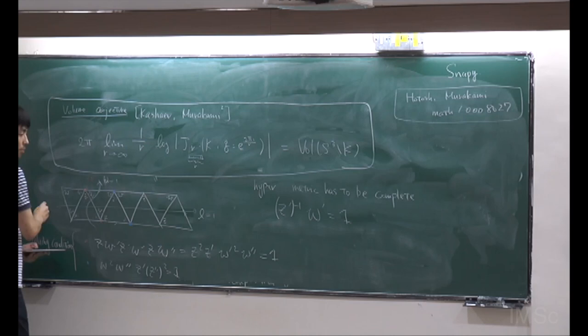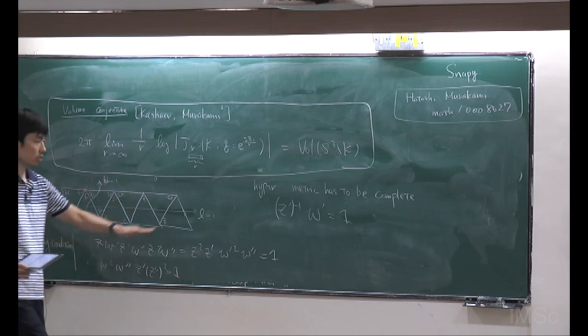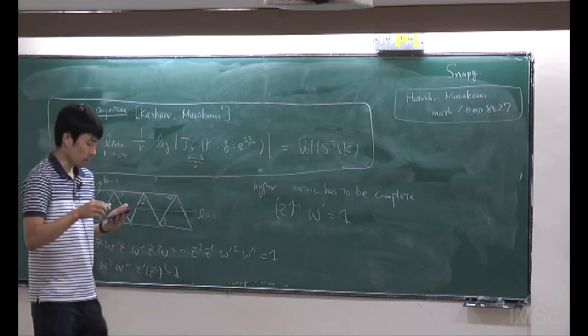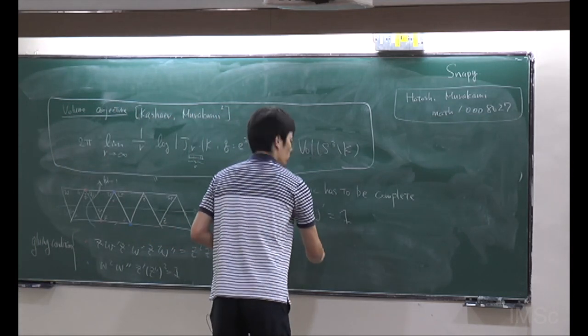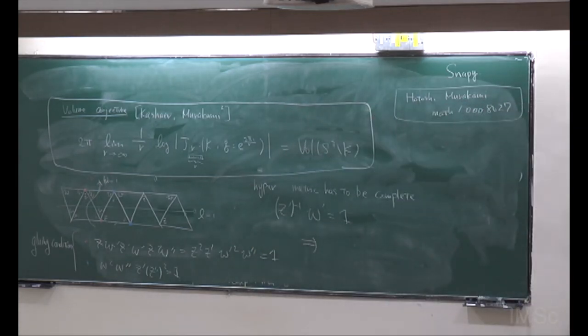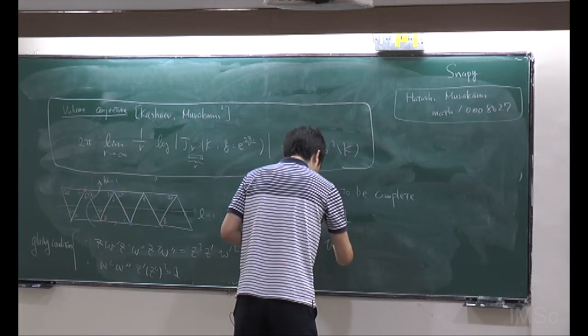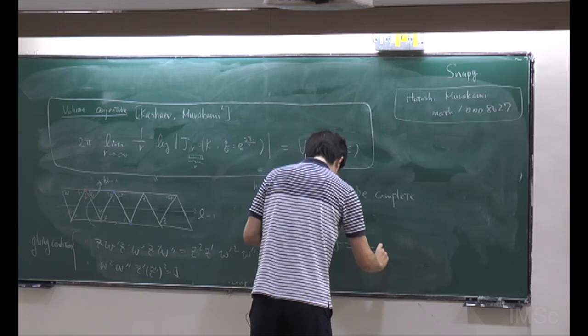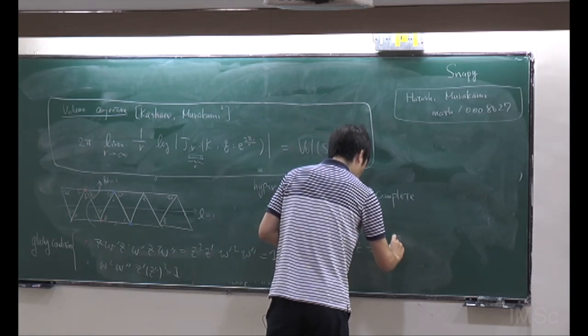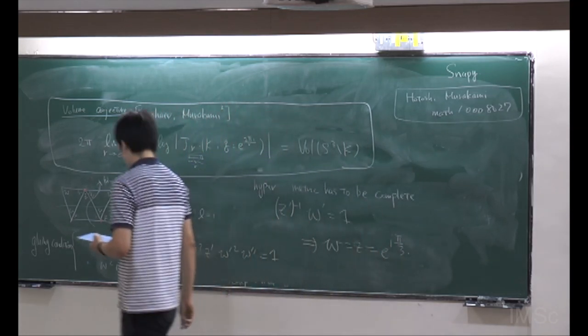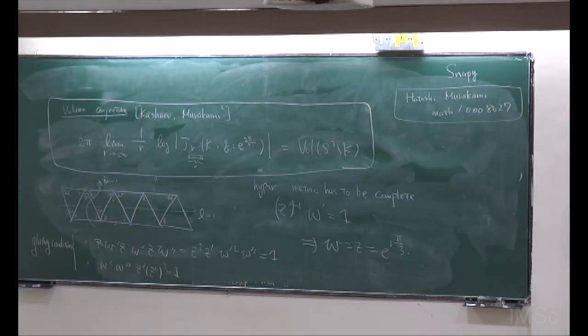And the same condition can be applied to the longitude, but actually I don't need to impose it because you can solve this equation. And what you get is as follows. If you solve this equation, just plug in this relation: Z prime is equal to 1 minus 1 over Z, and Z double prime is 1 minus 1 over Z prime, so one can solve the equation. It turns out that the solution is Z equal to e to the i pi over 3. So that's what you're going to get.